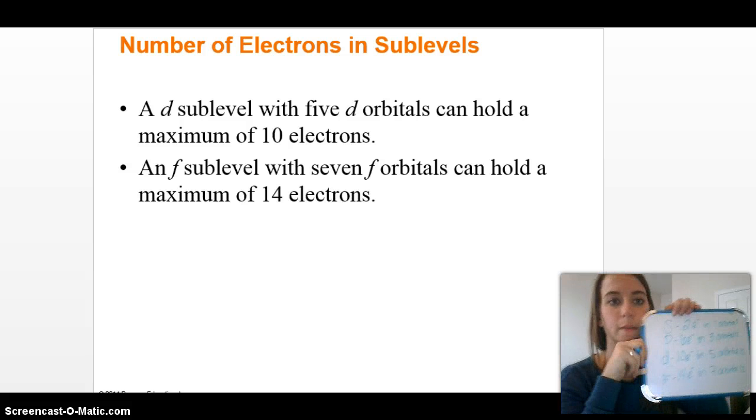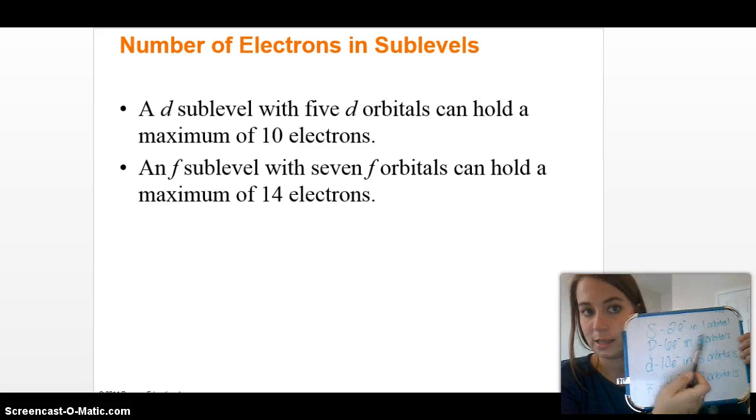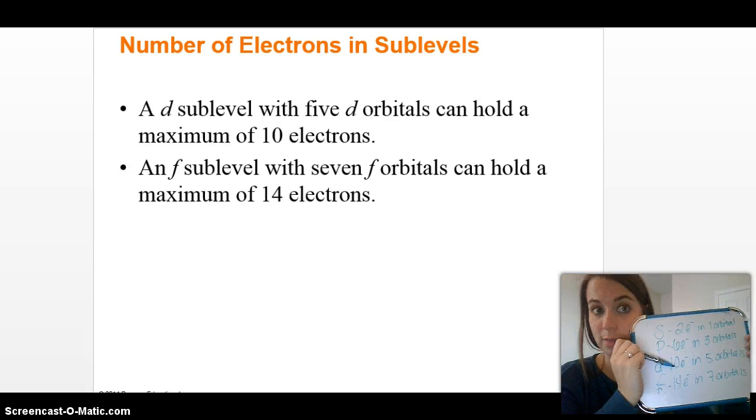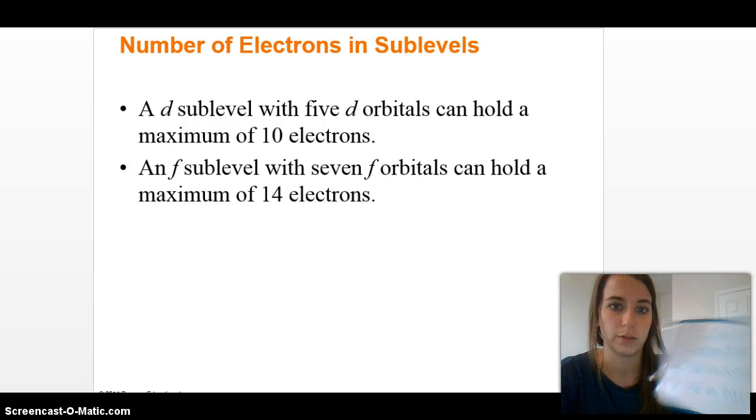Okay? Now if we think about this, energy level 1 just has S. That's why energy level 1 can only hold 2 electrons. Energy level 2 has S and P. That's why it can hold a total of 8 electrons. See, the math's adding up. Energy level 3 has S, P, D orbitals. So it can hold 18 electrons. That's the same thing we wrote down in the beginning. And energy level 4 has all. It can hold 32 electrons. So that's where we get those numbers from.